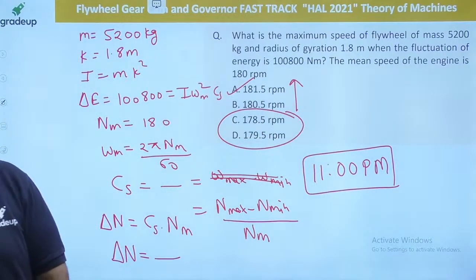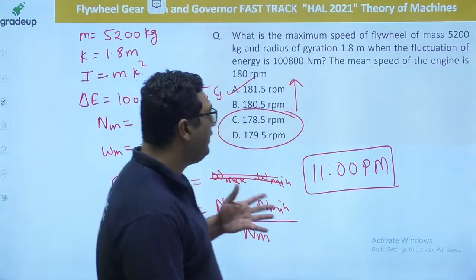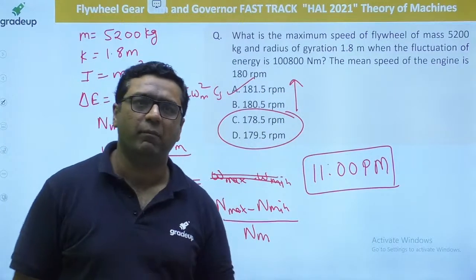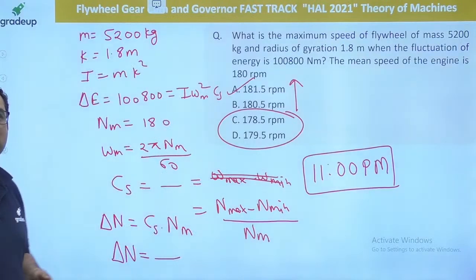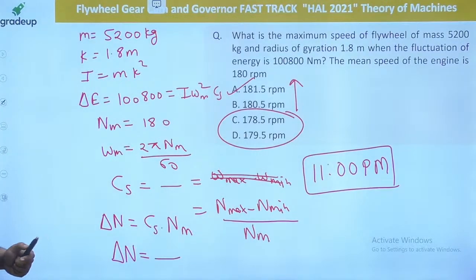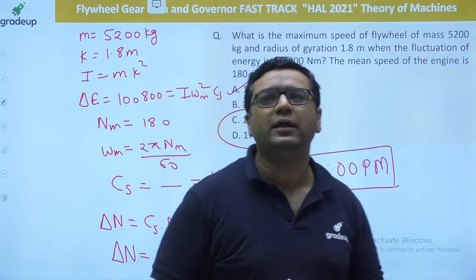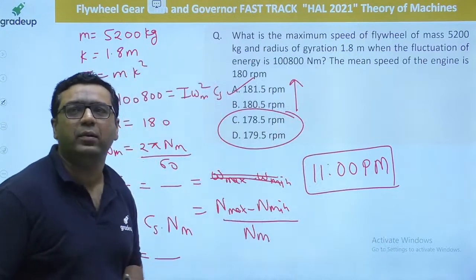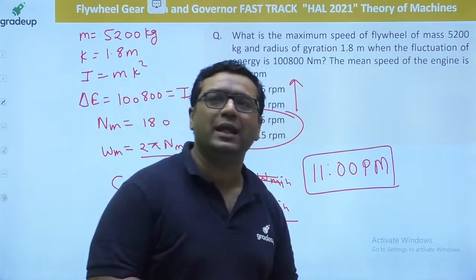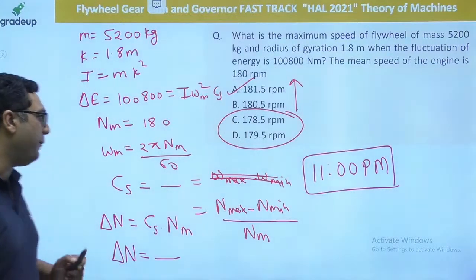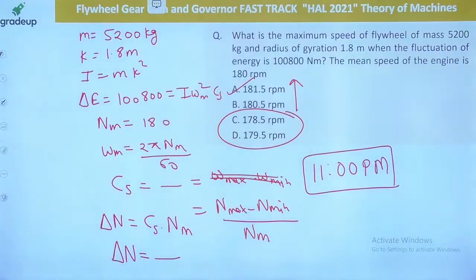So guys, we have covered nearly all the types of flywheel questions that can come. Someone said, sir, we don't know Newton minute. Dear, it is Newton meter, Newton mm, not Newton minute. Basically, sometimes typing errors are there. It is Newton mm or Newton meter.